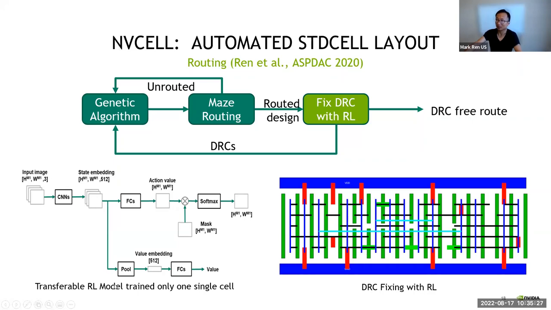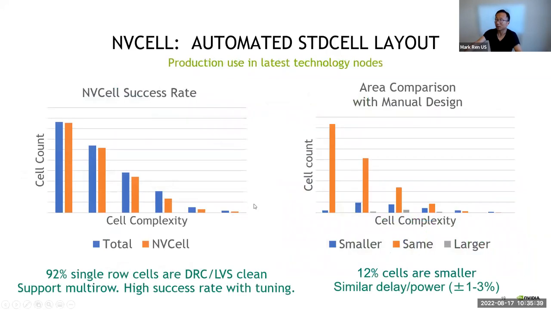We found that for this model, we only need to train on a few cells, and it will apply to almost all cells. We're quite excited about this work because it's able to generate very good results. Compared to manual layout, the cell is most likely going to be smaller or the same size. That's very important because you want to reduce the area of your design. The smaller the cell, the better: smaller area and also better electrical properties. It's also able to do more than 90% of the cells, and we keep improving this. These are actually used in multiple technology nodes within NVIDIA.